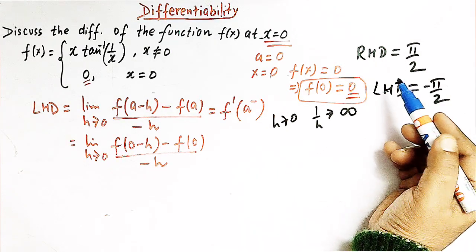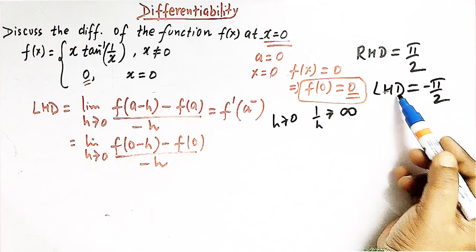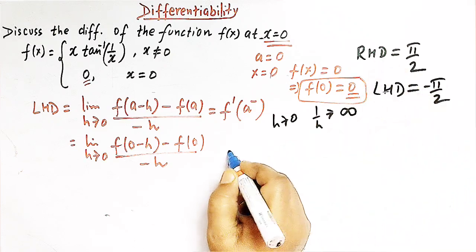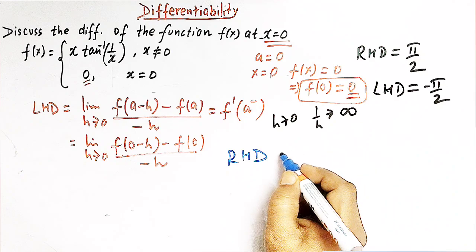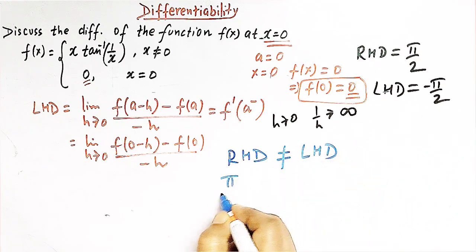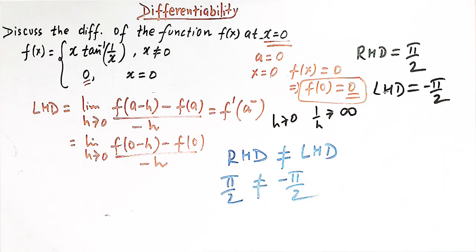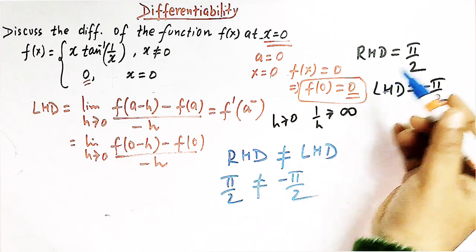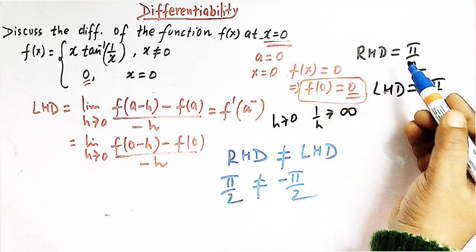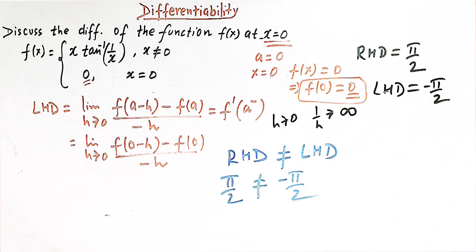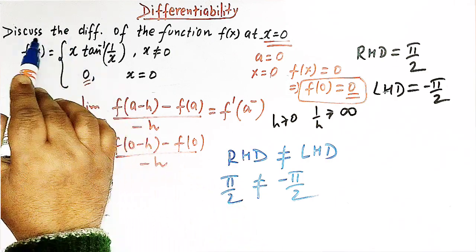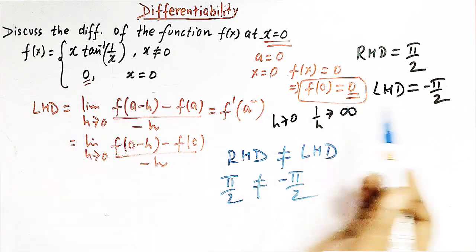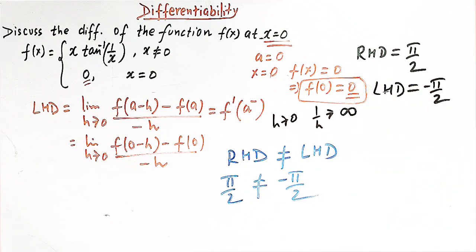So viewers, we have obtained the value of the right hand derivative as pi by 2 and the left hand derivative equal to minus pi by 2. And from this discussion, we see that the right hand derivative and left hand derivative are not equal to each other. That is, pi by 2 is not equal to minus pi by 2, right? So here, although the right hand derivative and left hand derivative both exist and they are finite when x is equal to 0, these two derivatives are not equal to each other. Hence, we can claim that this function is not differentiable at x equal to 0, because for differentiability of a function, both these derivatives must be equal to each other.